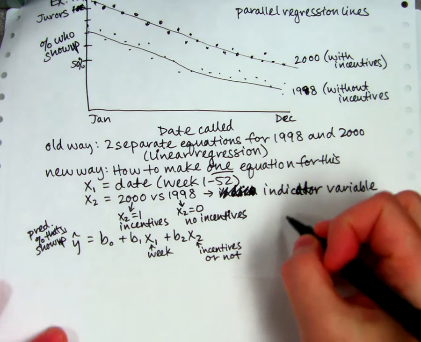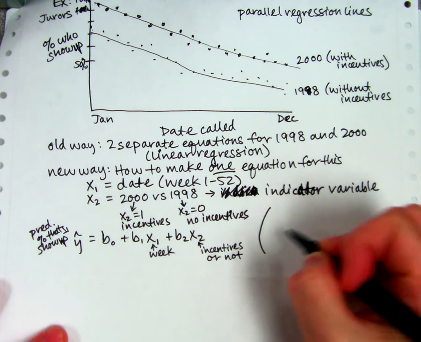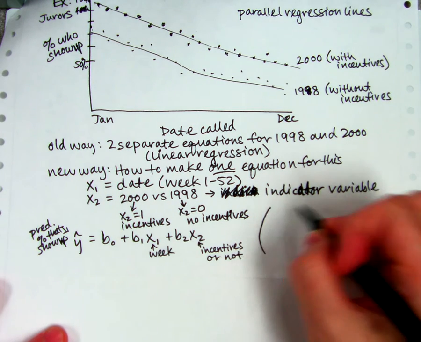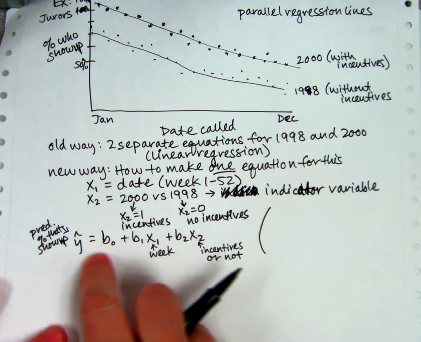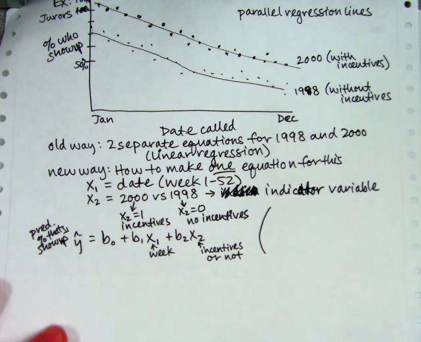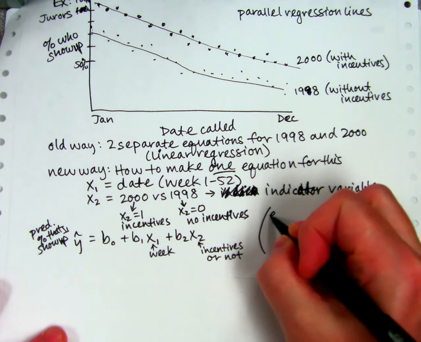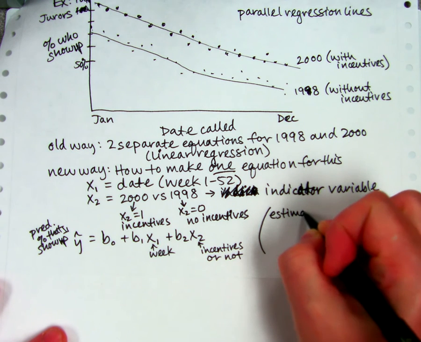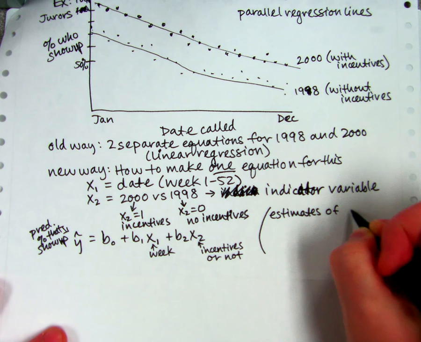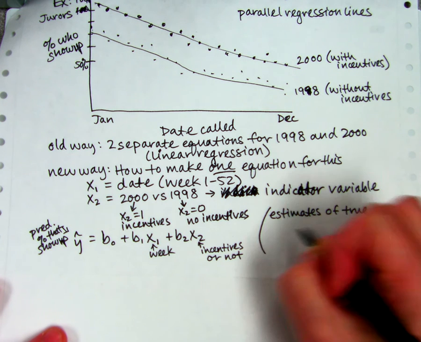And I want to point out, I'm going to do this off to the side because it's not as important, but it is kind of important. Remember that this is based on a sample, and it's representative of a bigger population. So these are estimates of the true equation for the population.